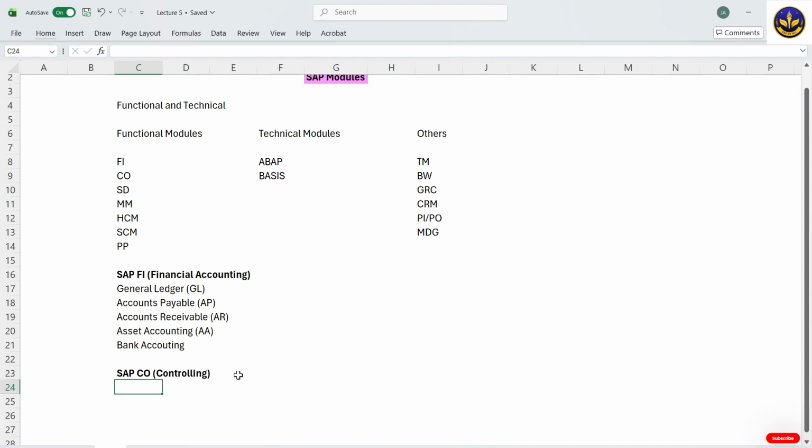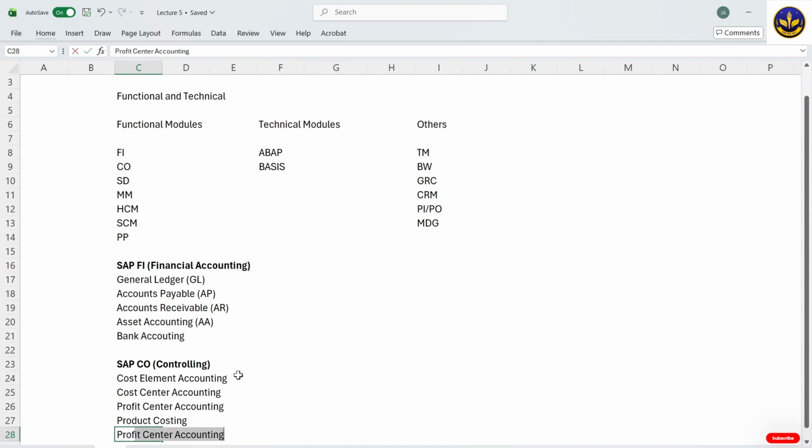So major submodules of SAP CO are cost element accounting, and then we are having cost center accounting, and then profit center accounting, then we are having product costing, and we are also having profitability analysis, which is famously known as COPA.